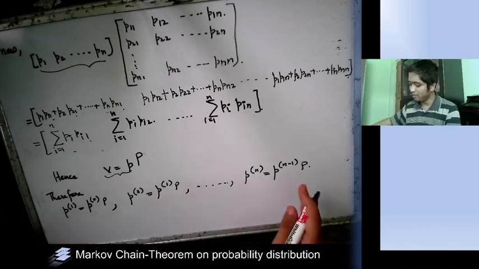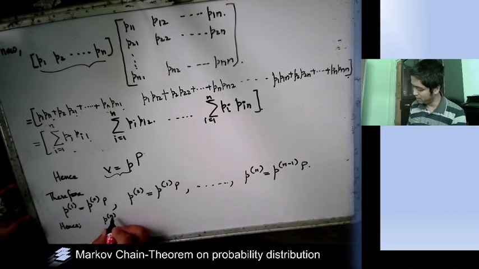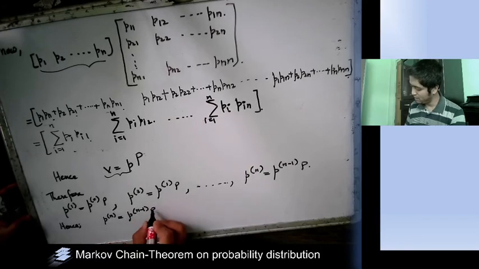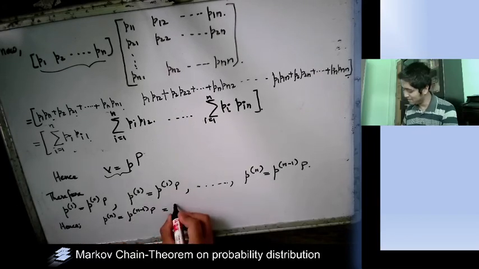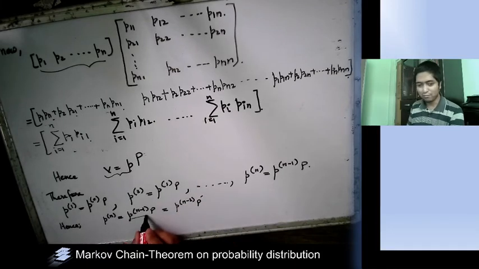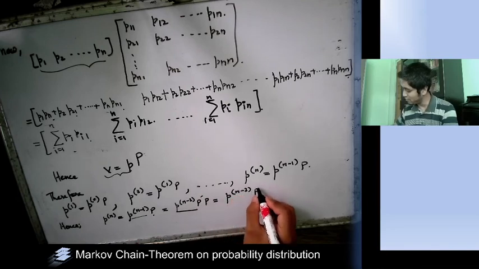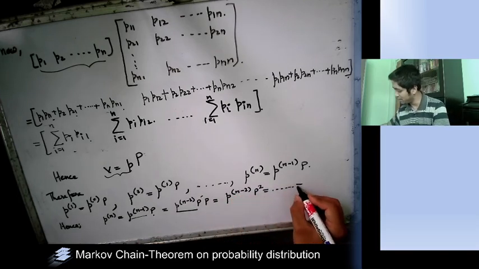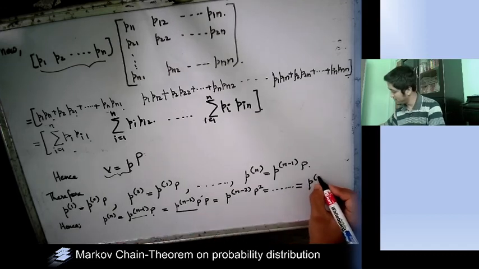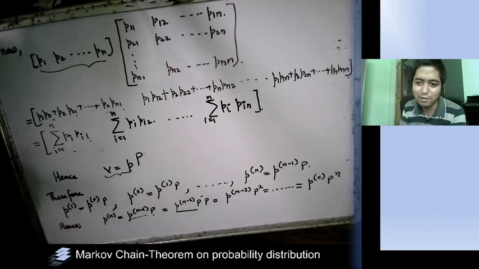Combining all this, Pn will be Pn minus 1 P. But Pn minus 1 can be written as Pn minus 2 P, and then you have another P, so you will have Pn minus 2 P squared. You keep on going like this, so ultimately you will have P0 P to the power n. This completes the proof of the theorem about probability distribution. Until next time.